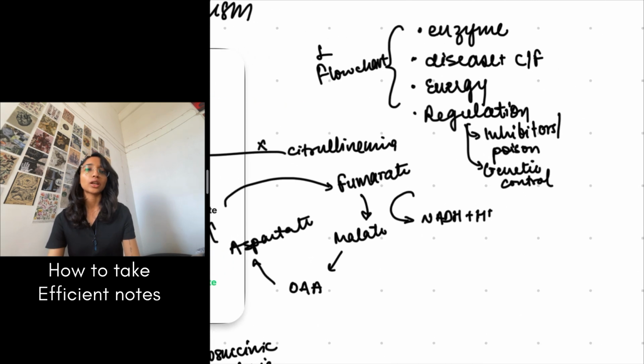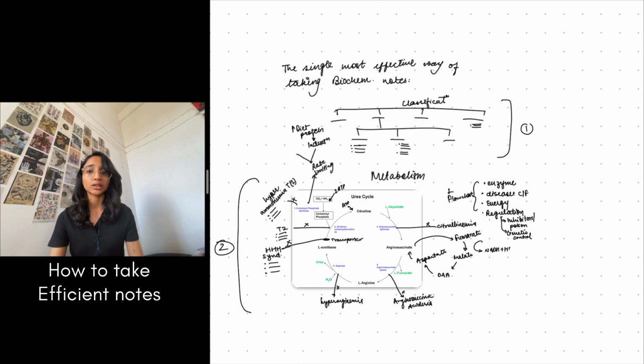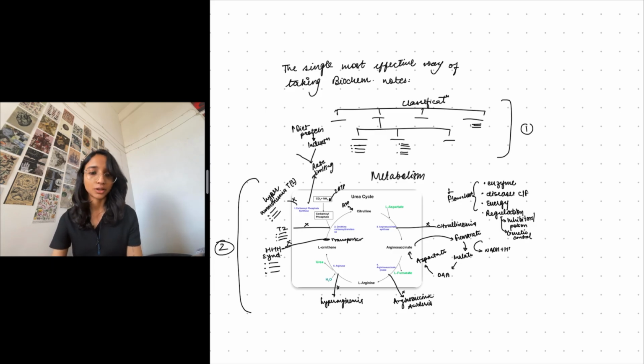So in short, in your one flowchart, you need to have all the enzymes, all the diseases and the clinical features, their energy and the regulation, which is inhibitors, poisons, and genetic control if there is any. So this is how you take great notes. If you study like this, you will spend less time flipping through the book, and it will be much easier for you to fetch marks because you will have this one thing, and in this you'll have everything written. So you're also saving your time at the same time.